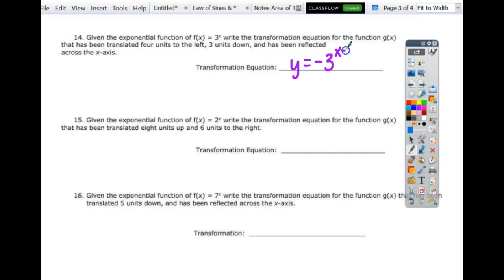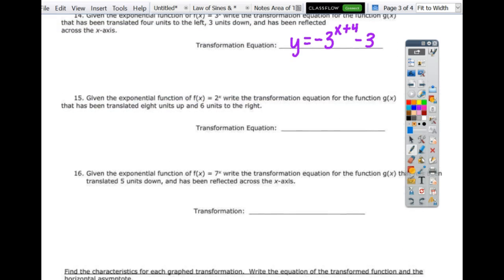Translated 4 units to the left, so this is plus 4, and then down 3. So it's going to be wrong if you mix the 4 and the 3 up, and if you forget the negative, it's also wrong. You need all 3 things to get that one right. Okay, so you guys tried these, 15, 16, do 15 and 16.